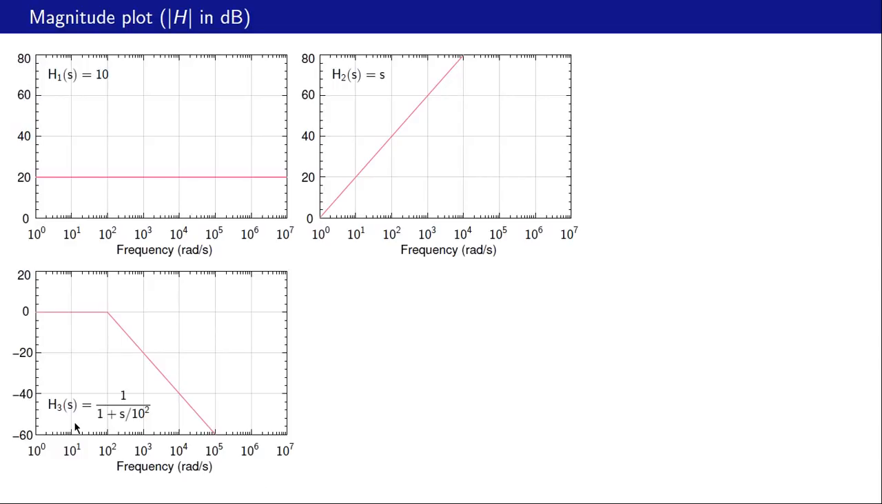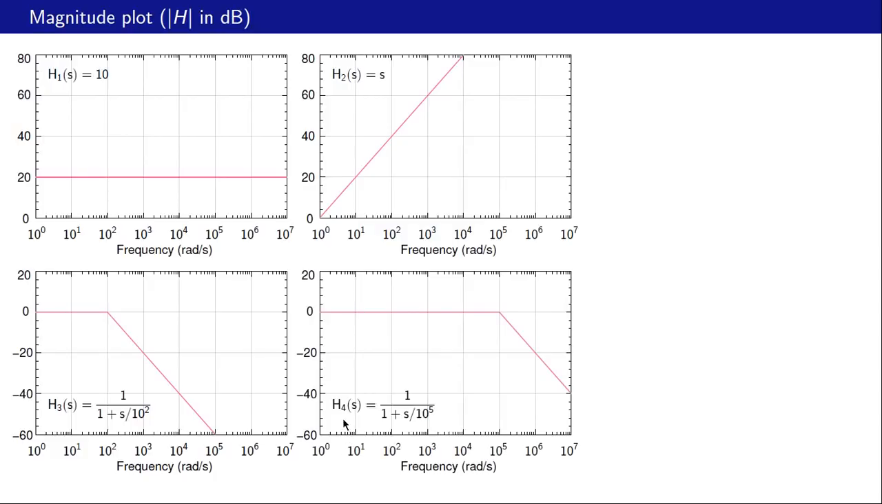Let us consider this H3(s) now, which corresponds to a pole. The pole is at minus 10 raised to 2 radians per second, and we have seen how to deal with such a term. We have two asymptotes: a low frequency asymptote, H equal to 0 dB up to omega equal to p, where p in this case is 10 raised to 2 radians per second, and then a high frequency asymptote with a slope of minus 20 dB per decade. And both of these asymptotes meet at this common point, that is omega equal to p, which is 10 raised to 2 radians per second, and H equal to 0 dB.